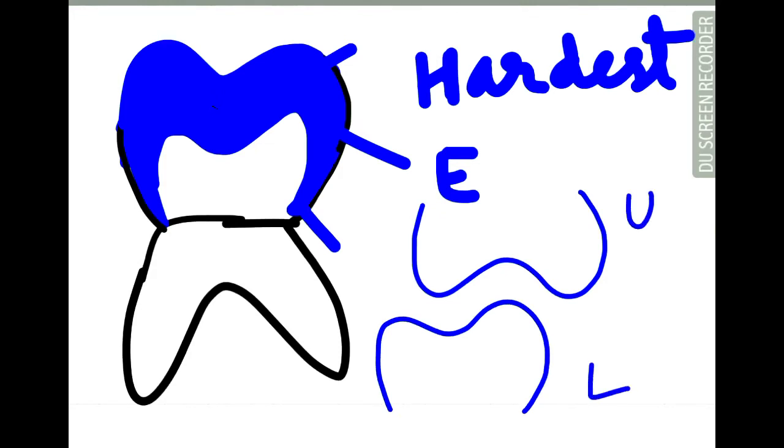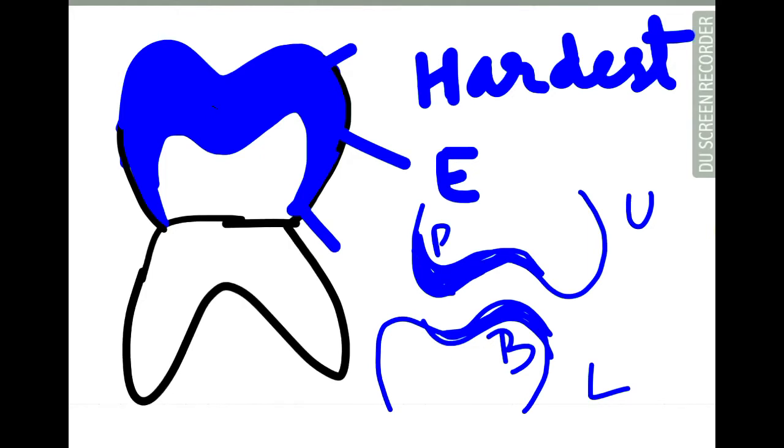So if this is the upper molar and this is the lower molar, this is the palatal cusp of upper molar and this is the buccal cusp of lower molar. We can see enamel is very thick than other parts of the crown in the palatal cusp of upper molar and buccal cusp of the lower molar. Why so? This is an adaptation to functional demands.